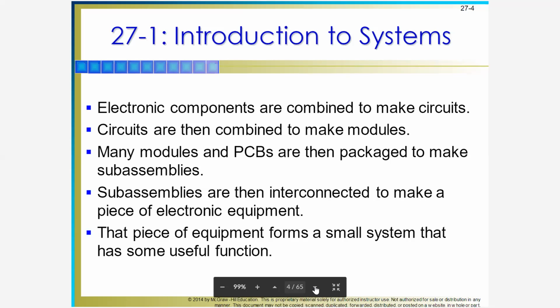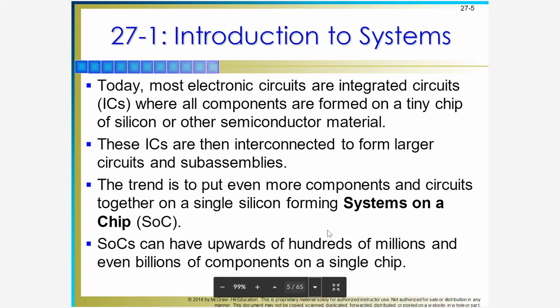Today, most electronic circuits are integrated circuits. As you can see, some of our electronic circuits are small pieces like ICs, where all components are formed on a tiny chip made of silicon or other semiconductor materials. Then these ICs are interconnected to form larger circuits and sub-assemblies.